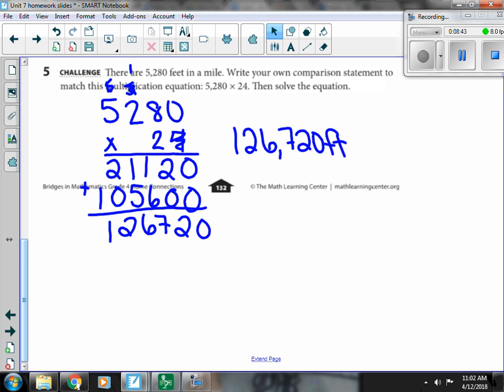So that goes through tonight's homework of pages 131 and 132.